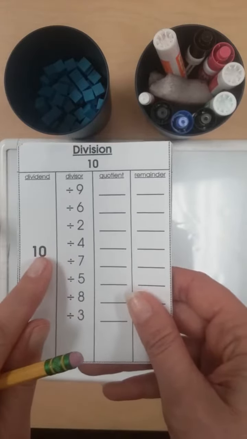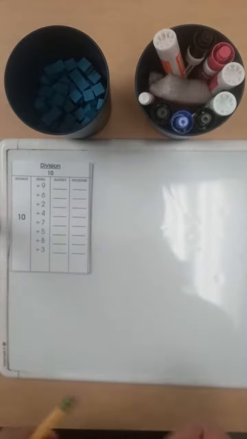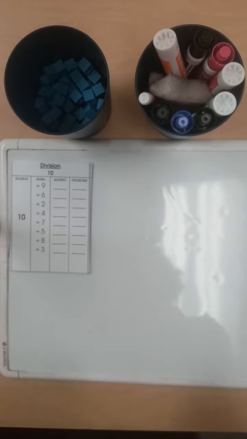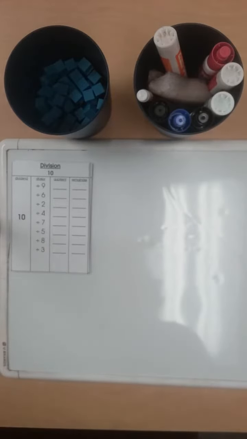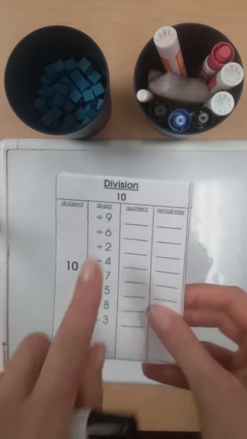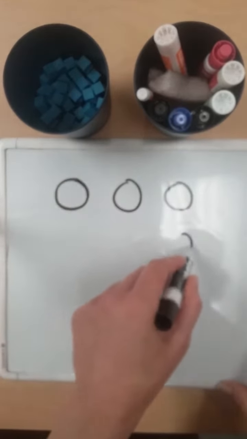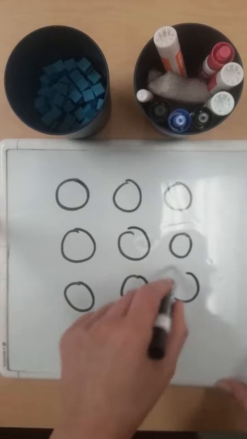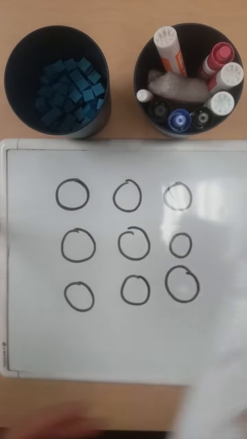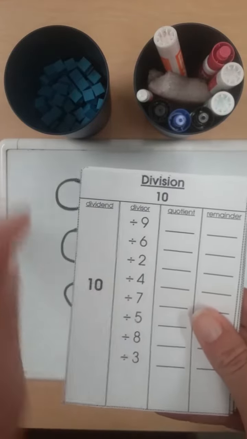So the first problem will be 10 divided by 9. What students can do is take a marker, and for the divisor, they'll make that many circles. So 1, 2, 3, 4, 5, 6, 7, 8, 9. And the dividend is the number that is being divided up or distributed.